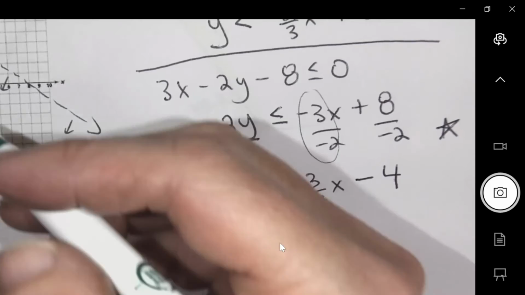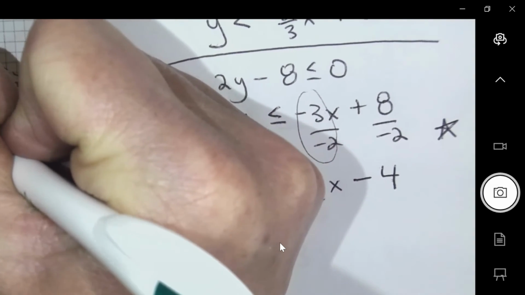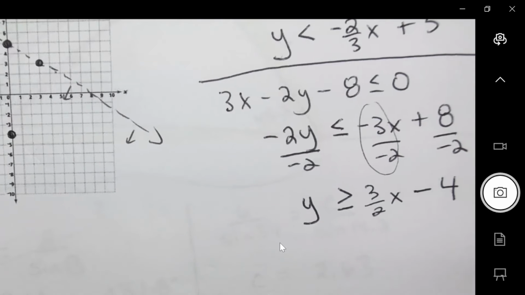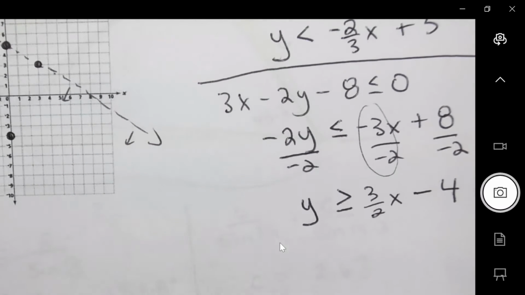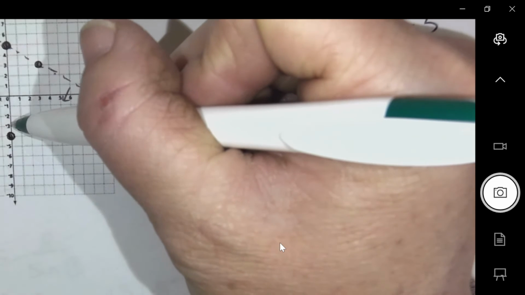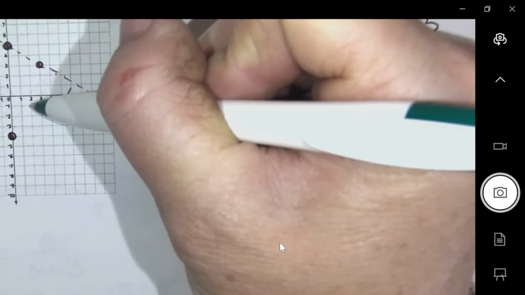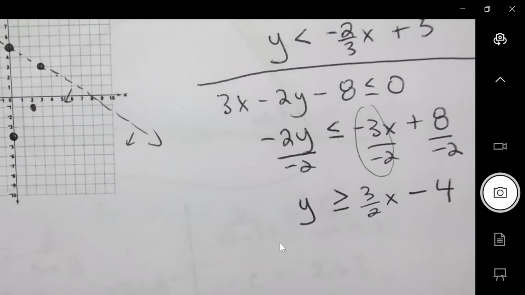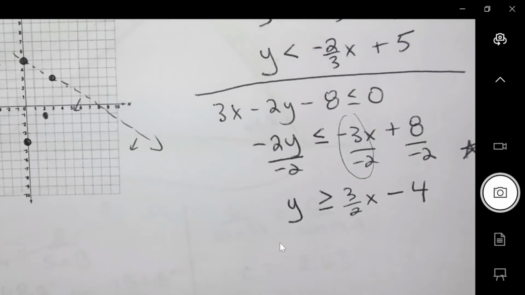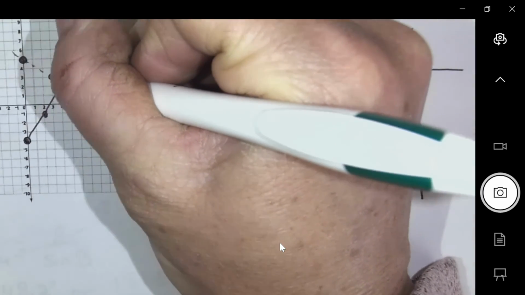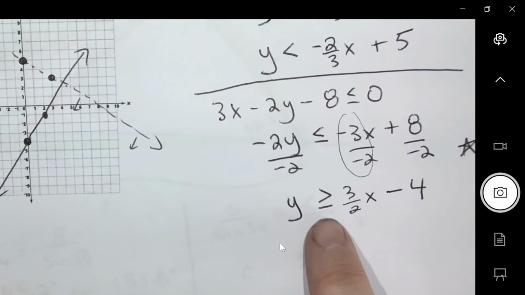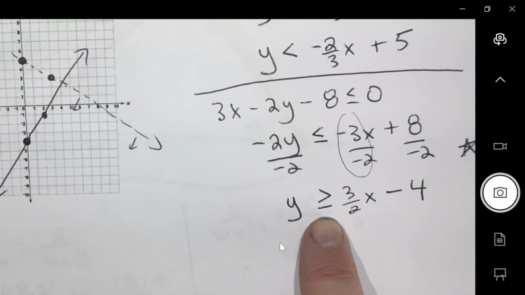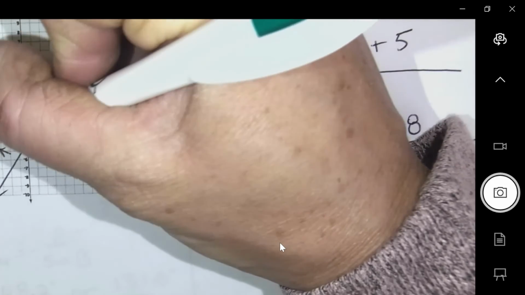All right, so that's where I'm going to start, the negative 4 y-intercept. Up 3, right 2. Up 3, right 2. And then I'm going to ask myself, should I do a dashed line or a solid line? So this one is solid because it says I'm allowed to also be equal to it. And then greater is this way.